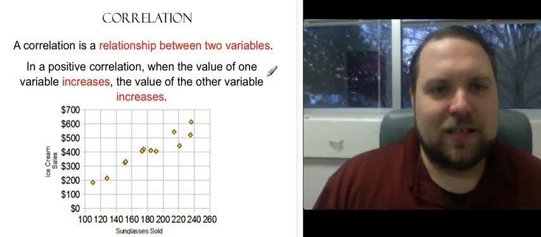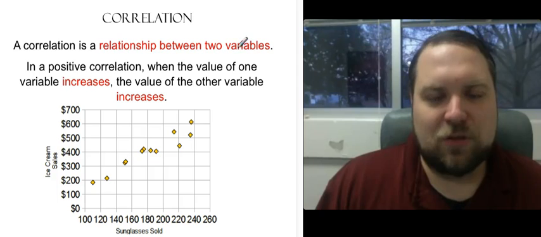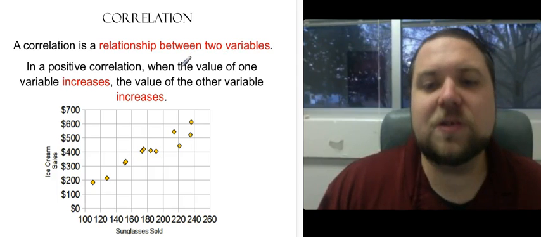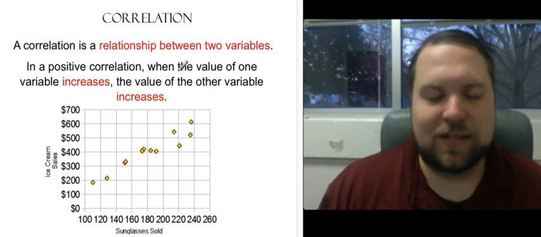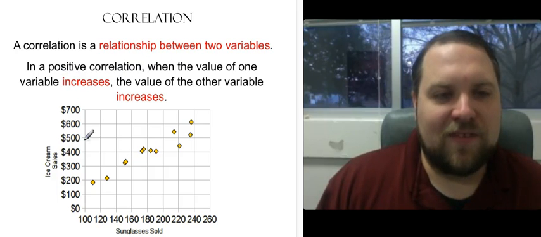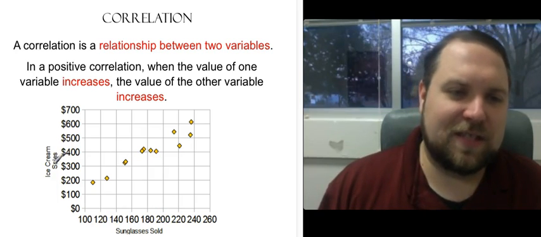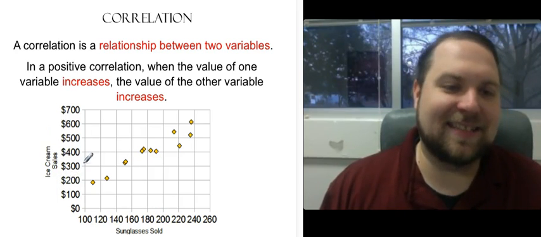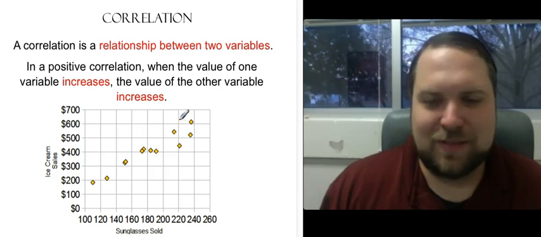A correlation, which is really the thing we're looking for in these scatter plots, is just a fancy name for a relationship between the two variables. So if there's a correlation between two variables, that means there's a relationship. There's something I can say about what happens to one when something happens to the other. If we're looking at what's called a positive correlation, when the value of one variable increases, the other variable increases as well. So if we look at the number of sunglasses sold versus the profit from ice cream sales, what we can see is that the more sunglasses you sell, the more ice cream is being sold.